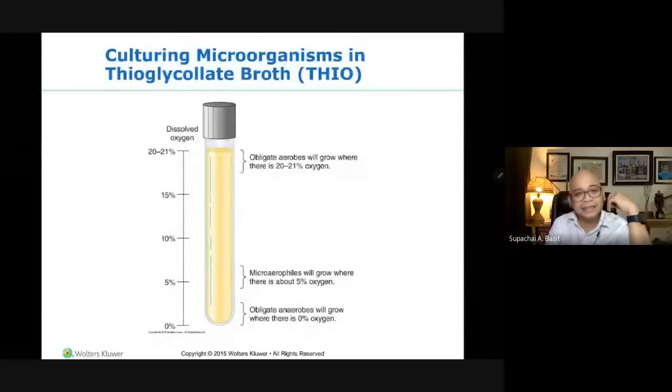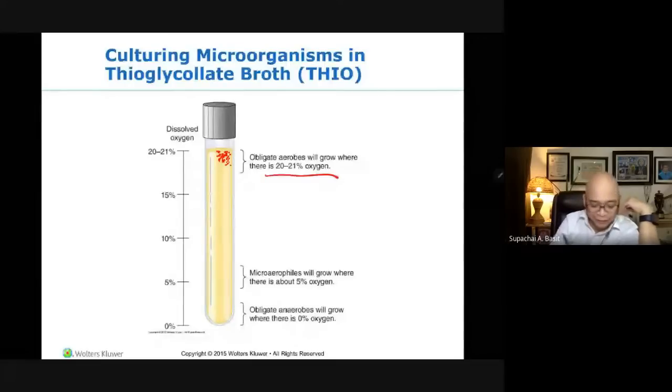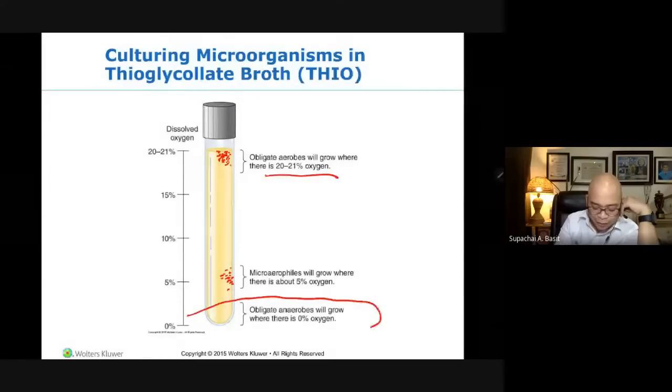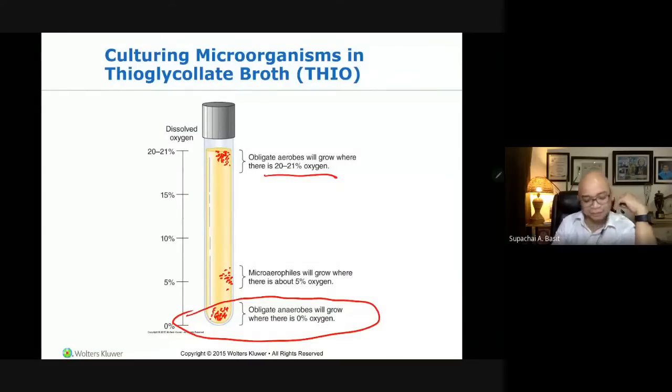This is a thioglycolate broth that can support all kinds of organisms. Aerobic organisms can grow here because this is the most exposed surface, which would have between 20 to 21% oxygen. Microaerophilic organisms will grow here because this would only have a small amount of oxygen, and obligate anaerobes will grow here because the bottom doesn't have oxygen.